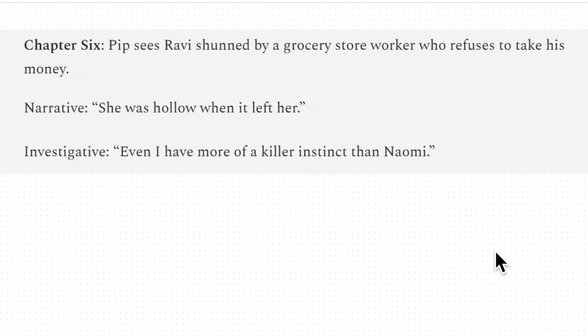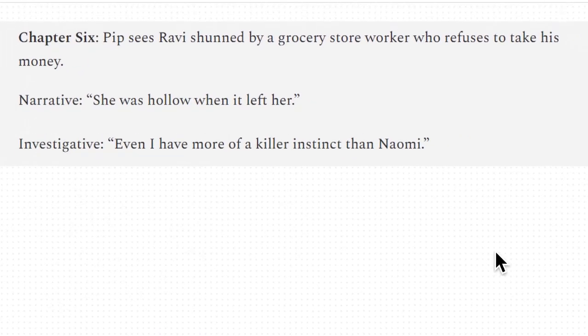Chapter 6. Pip goes to the grocery store and she sees Ravi shunned by a grocery store worker who refuses to take his money. And this is all because of the brother, everyone thinking the brother is a murderer. The last line is, she was hollow when it left her.